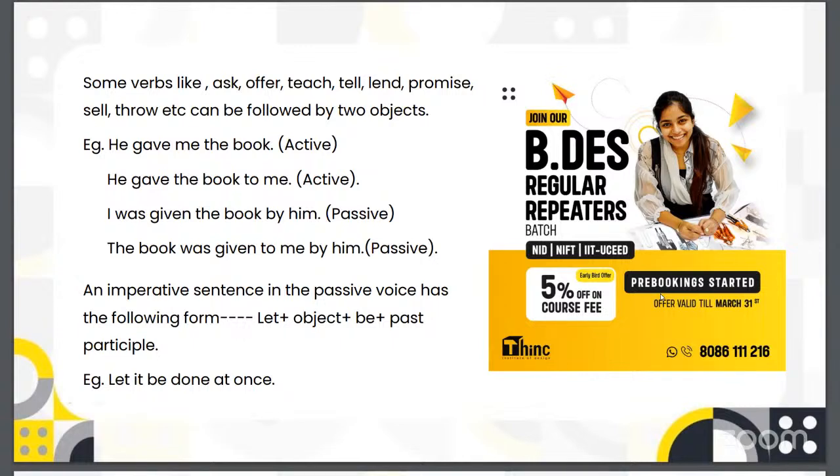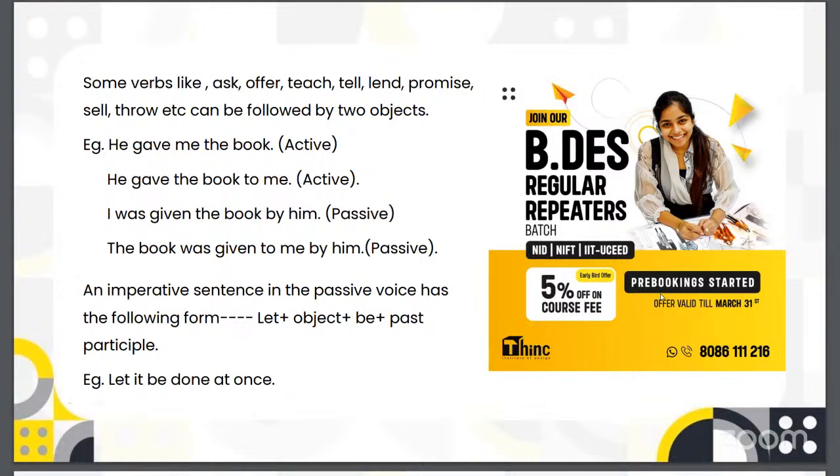Now, whenever you have two objects in a sentence, a thing or an inanimate object will always be the direct object. An inanimate thing, a thing which doesn't have life, will always be the direct object. And something or someone is always an indirect object. A person or an animal, whoever has life, will always be the indirect object. So here the indirect object is me and the direct object is book.